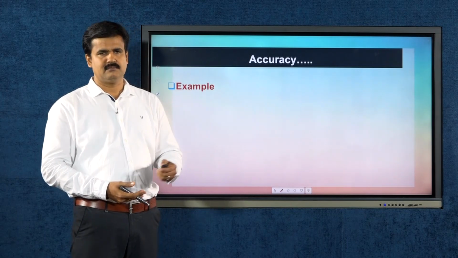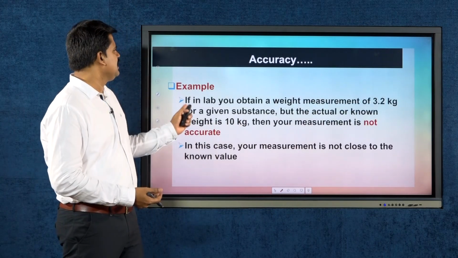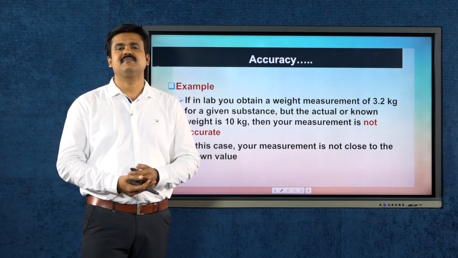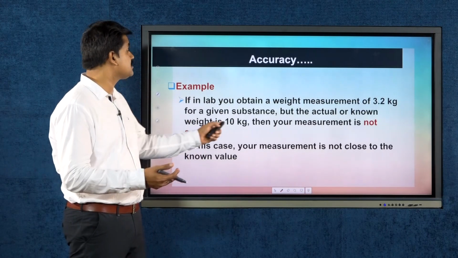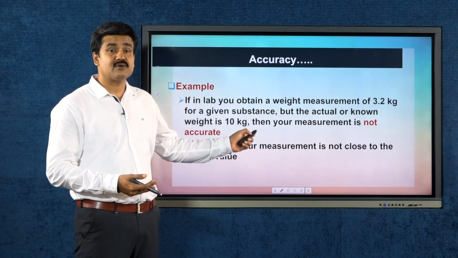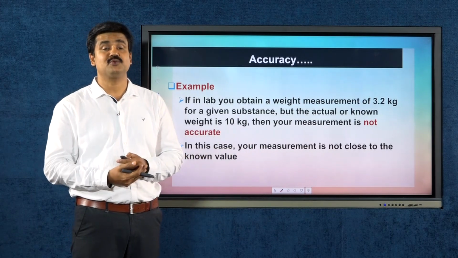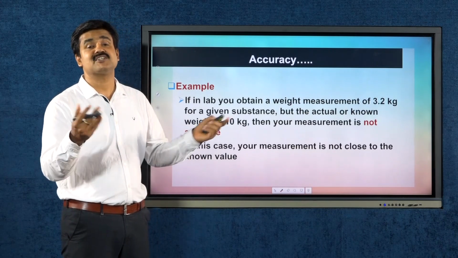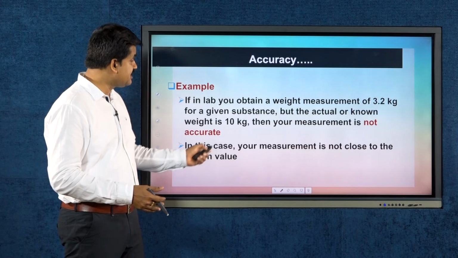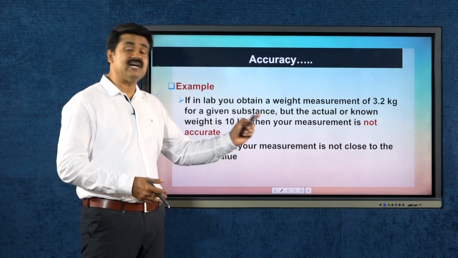Now, some examples are here. If in a lab you obtain a measurement of 3.2 kilogram for a given substance, but the actual weight is 10 kilogram. So, instead of 10 kilogram, you get 3.2 kilogram. See the difference between these two quantities. So, you can say that the measurement is not accurate. In this case, your measurement is not close to the true value.